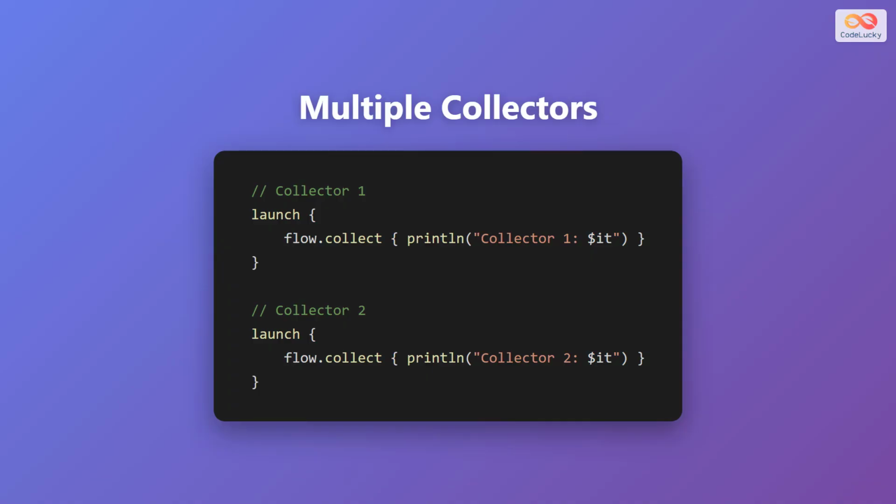SharedFlow truly shines when you have multiple collectors. Here we have 2 separate coroutines, each collecting from the same SharedFlow. When a value is emitted, both collectors receive it simultaneously. Collector 1 prints the value with its identifier, and Collector 2 does the same. This demonstrates the broadcasting nature of SharedFlow, where one emission reaches multiple destinations at once.